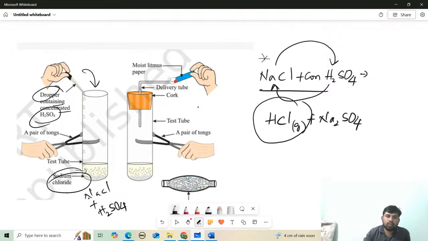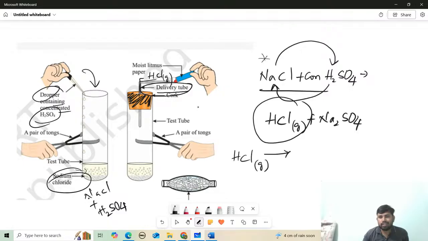That's why they are closing with this rubber cork. There is a glass tube here, and this glass tube is called the delivery tube. Through this glass tube, the dry HCl gas is going to pass. Now they are asking us to find out, suppose this HCl gas is there, and they are asking to test this HCl gas.